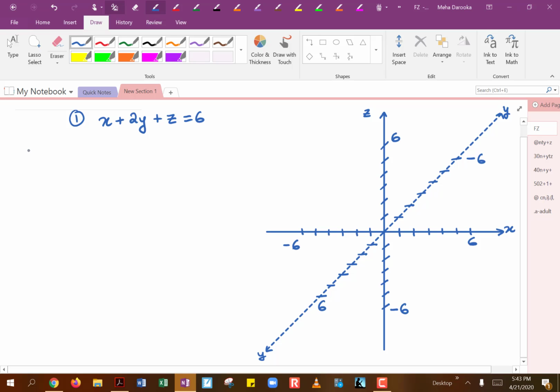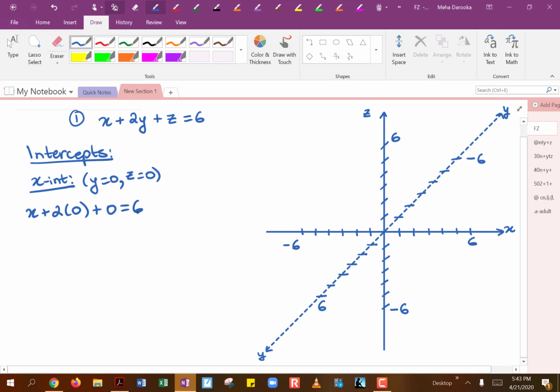So let's start by finding our intercepts. Let's start by finding the x-intercept. If you are finding the x-intercept, that means we need to make our y value 0, and we need to make our z value 0. So that means we will end up with x plus 2 times 0 plus 0 equals 6. Of course, these will just end up becoming zeros, and we will get x equals 6. So our x-intercept is going to be 6, 0, 0.